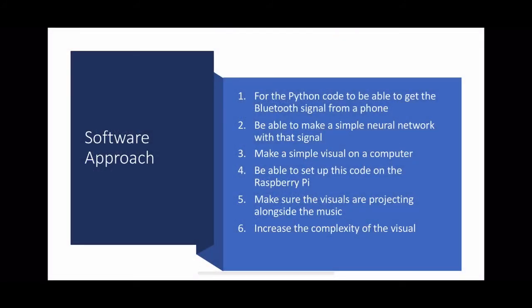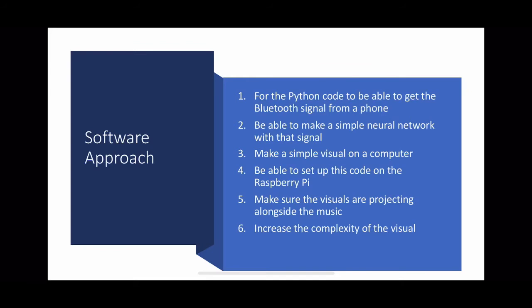So here is our software approach. Our first approach is to get the Python code to detect a Bluetooth signal from a phone and retrieve that Bluetooth signal, so send and receive. And then once we know that's working, we want to create a simple neural network with that signal and get components of the sound such as beat, pitch, harmony, and take those elements and put them in a node and have them each classify as something such as the size of the visual, the color, the shape, etc.